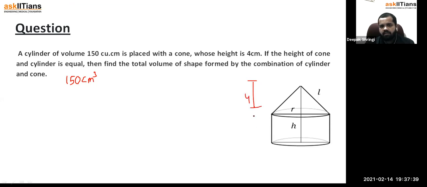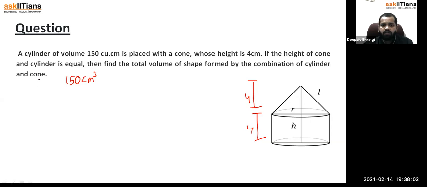Just look at the diagram. If the height of the cone and cylinder is equal, it means the cylinder height is also 4, right? Both heights are the same, equal to 4. Find the total volume of the shape formed by the combination of cylinder and cone. You need to find out the total volume of the combination of solids.